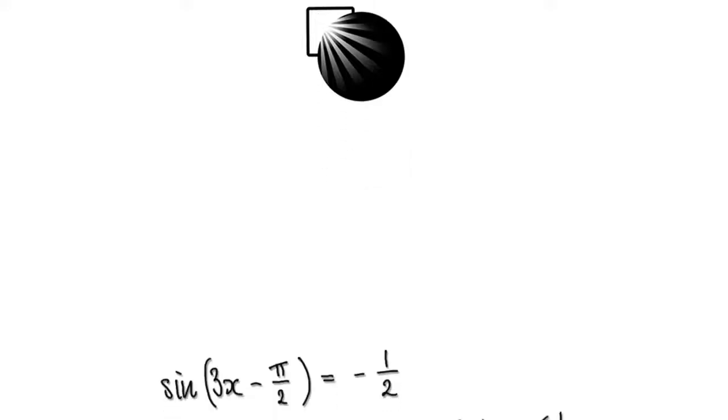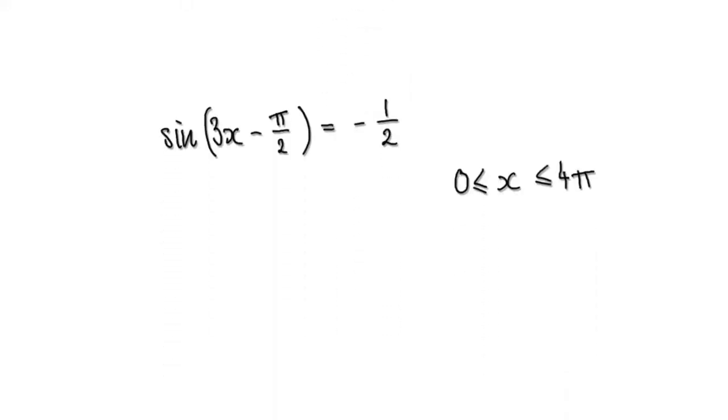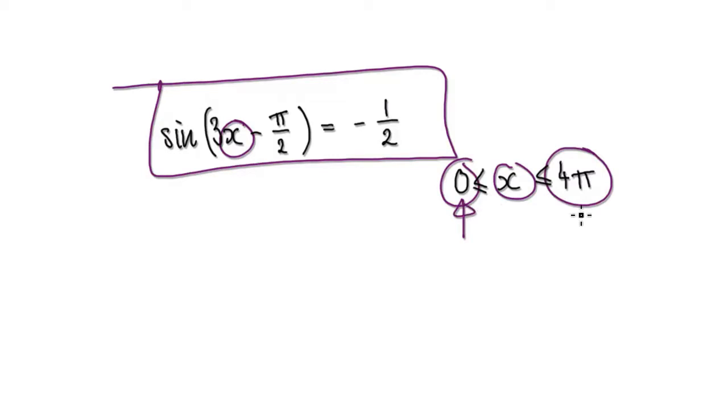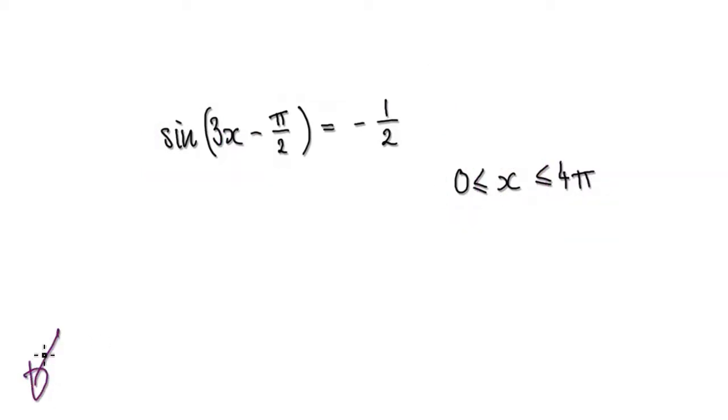Okay, let's give you guys some practice. So find all the solutions to this equation. Find x, where x is between 0 and 4 pi. It can include 0 and it can include 4 pi. So press pause and have a go.